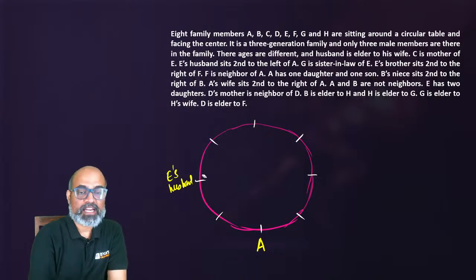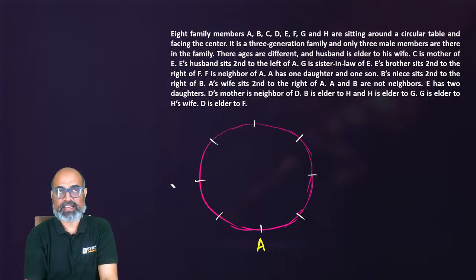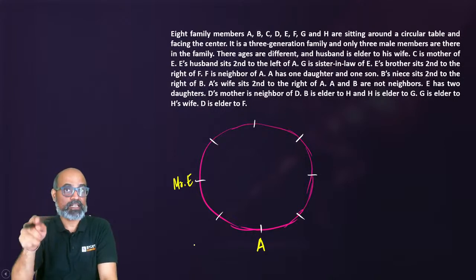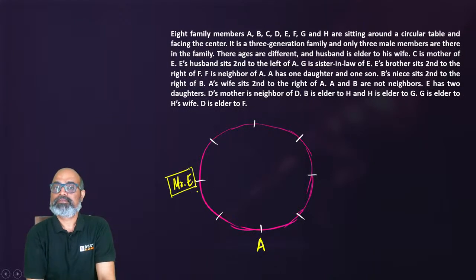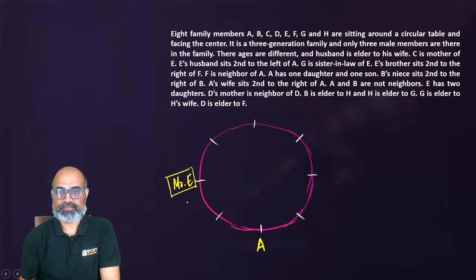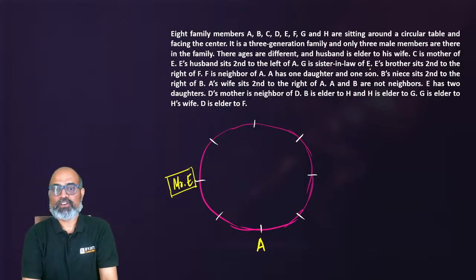So sometimes you improvise and you don't write exactly what they tell you. So I'm simply going to write Mr. E, so that I'll remember that this is E's husband, right? We also know that the gender over here is male, husband. Okay. G is sister-in-law of E, no idea. E's brother sits second to the right of F, no idea. F is neighbor of A, no idea. A has 1 daughter and 1 son. Acha, no, we have an idea.